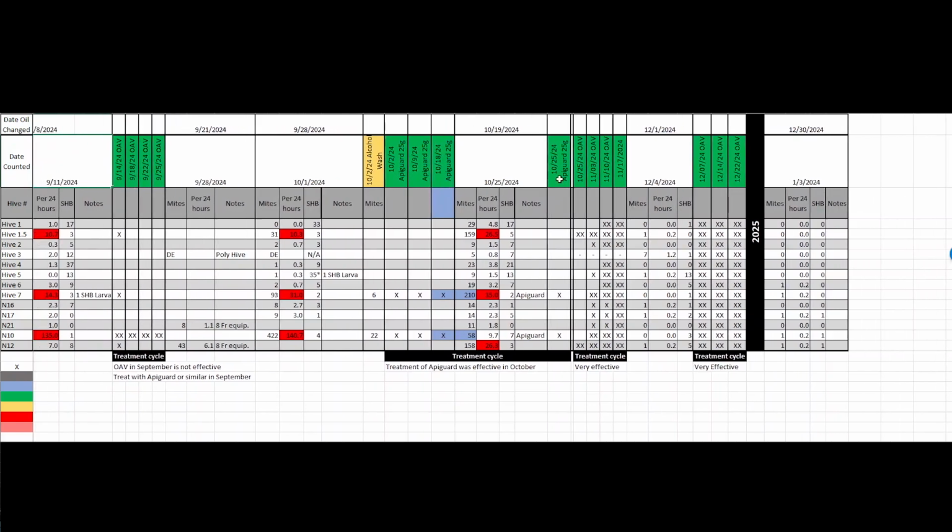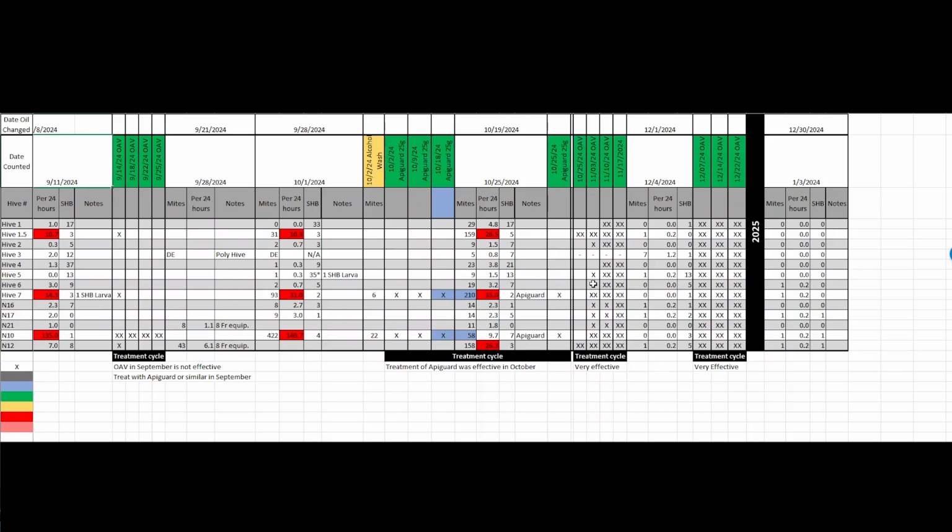All right, and let's slide a little further. So when the Apigard was done in October, with the last dose of Apigard, I went ahead and did oxalic acid in this hive that was higher that did not get Apigard, and then also this hive that was higher that didn't get Apigard. And then the following week, I hit most of the hives. This had been long enough that the Apigard was out of the hive, so there wasn't any detrimental effect.